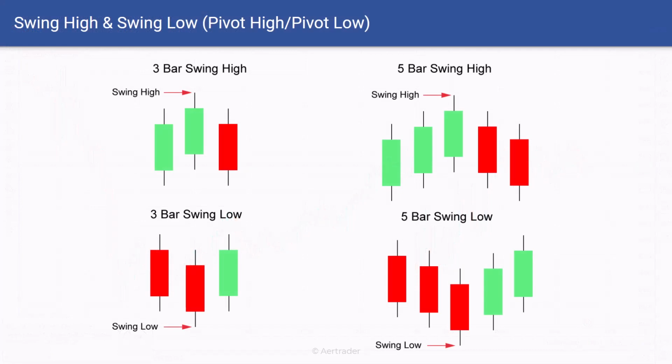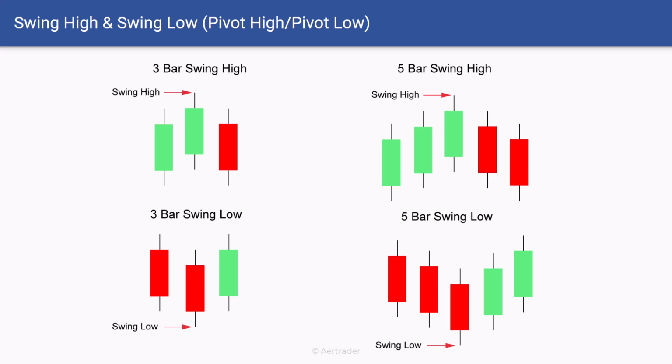A swing high and swing low, or pivot high and pivot low, are terms used in technical analysis to describe specific price points on a chart. It is important to understand swing highs and swing lows because they help us identify resistance levels, or potential areas of selling pressure, and support levels, or potential areas of buying pressure.